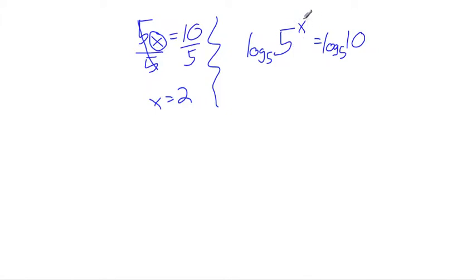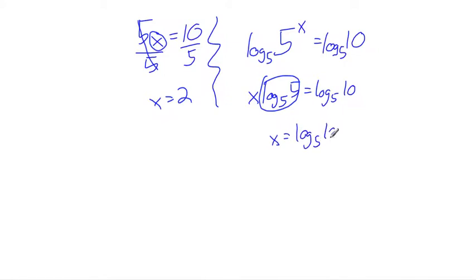Now remember my power rule, where all I have to do is rewrite this as x log base 5 of 5 equals log base 5 of 10. And now all I have to do is say, oh wait, this right here is equal to 1. So I have that x equals log base 5 of 10. And that's my answer. If I want a decimal approximation, I can get it by changing the base. I'll have a different video up on the website for that, so you can take a look at that. But this is the important part right here: actually, algebraically finding x.